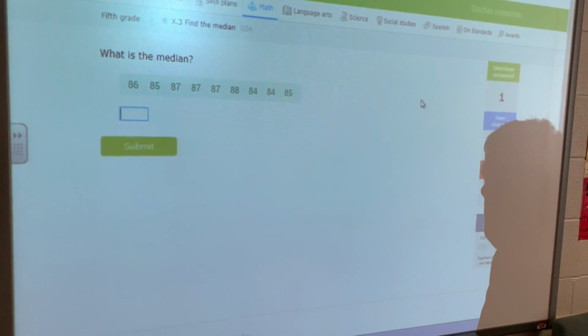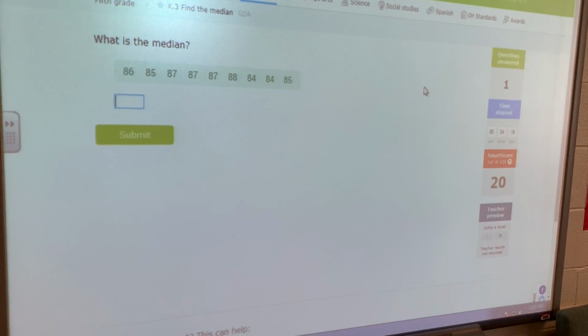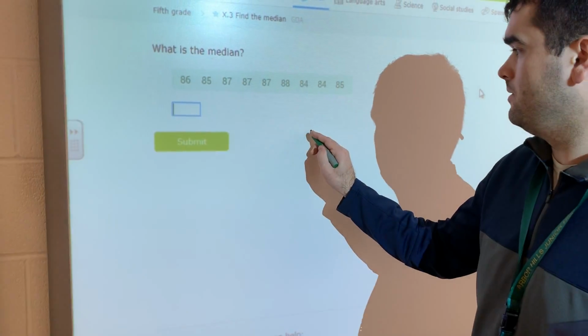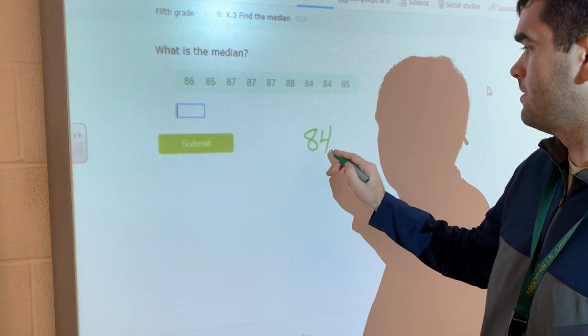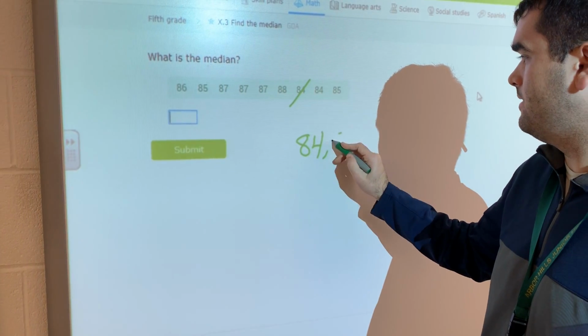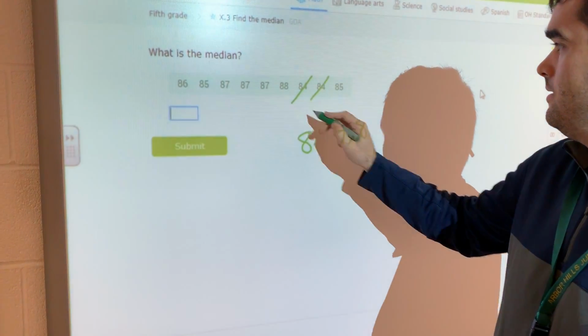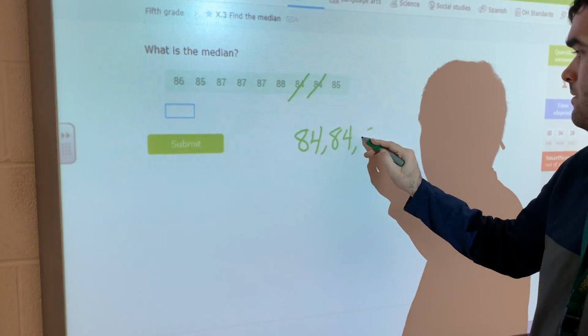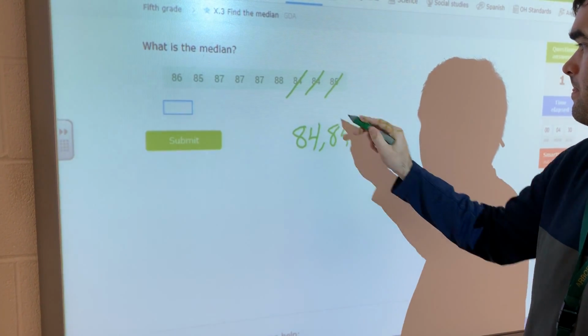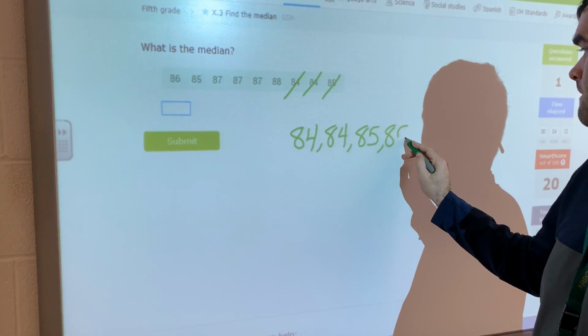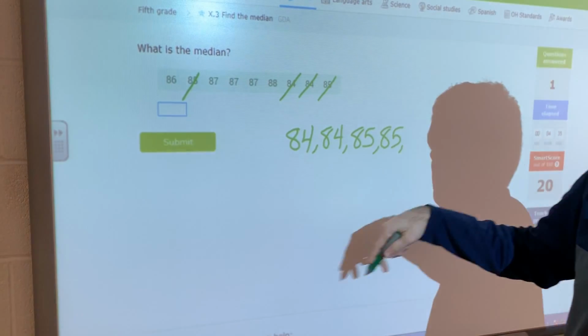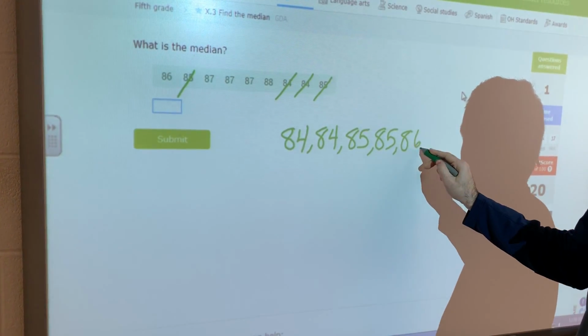So if I'm looking at these again, they are not in order. So I'm going to write them in order. That's always my first step. I'm going to cross them off as I go so that I don't leave any out. We have an 86.